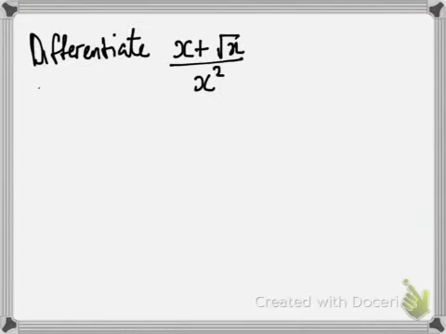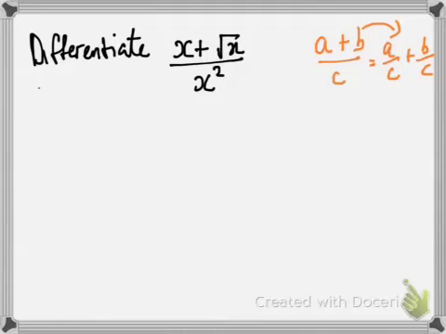Next one, differentiate x plus the square root of x over x squared. A few steps involved here. Now, one thing I want to point out, just digress for a moment, might even do it in orange here so we can see it. Remember that a plus b over c is the same as a over c plus b over c. We can deconstruct that term to that. Now, we use that quite a lot and you need to recognise it.